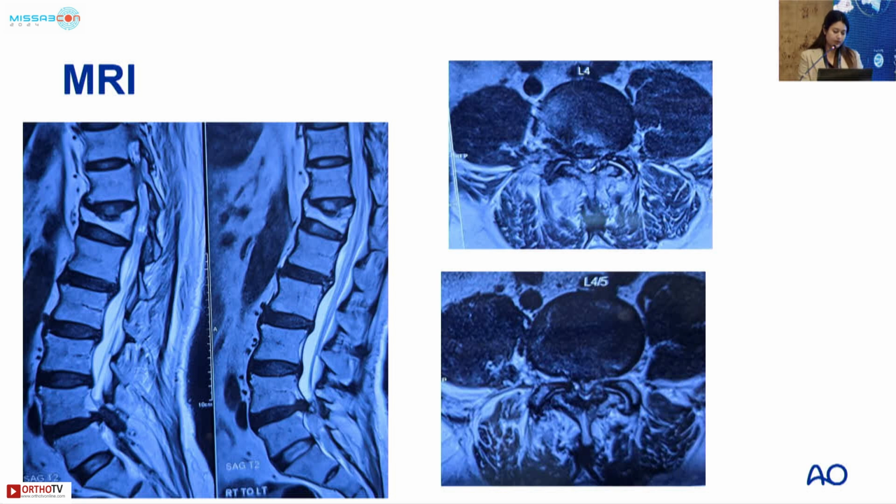This is the MRI. We can see here that at the L4, L5 level, there is a down migrating synovial cyst along with a degenerated age-related disc. In the axial image, we can see a paracentral synovial cyst on the right side.